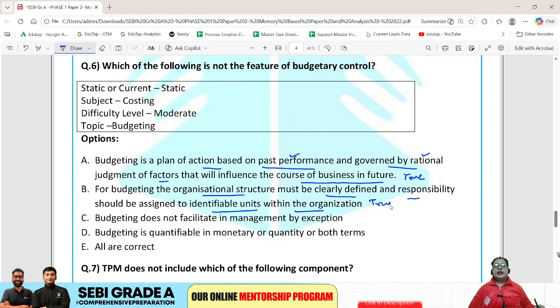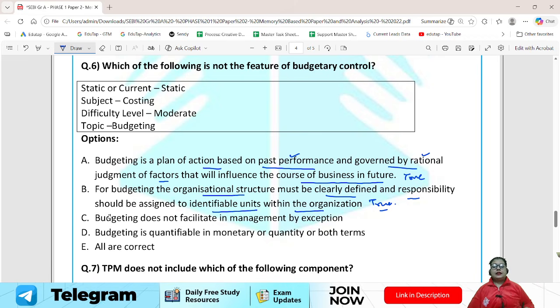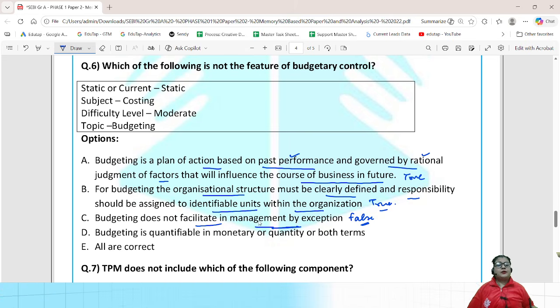बिल्कुल true है कि हमें पता होना चाहिए कि कौन रिस्पॉन्सिबल है. ऑर्गेनाइजेशन स्ट्रक्चर बिल्कुल क्लियरली डिफाइंड होना चाहिए. थर्ड, budgeting does not facilitate in management by exception. Very false, incorrect statement. बजटिंग तो फैसिलिटेट करती है मैनेजमेंट बाय एक्सेप्शन.